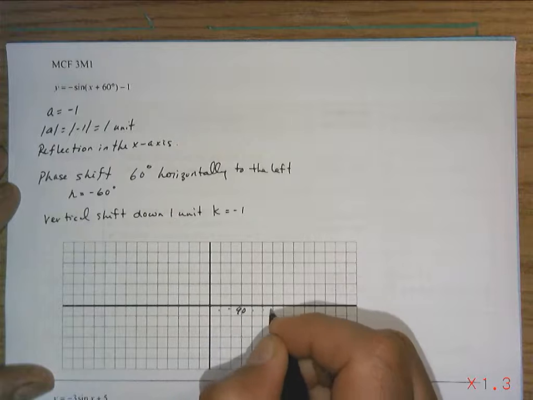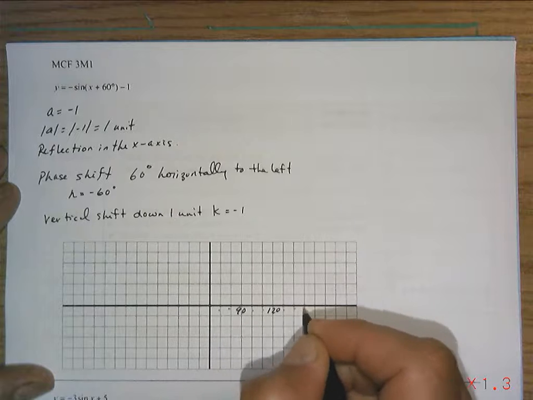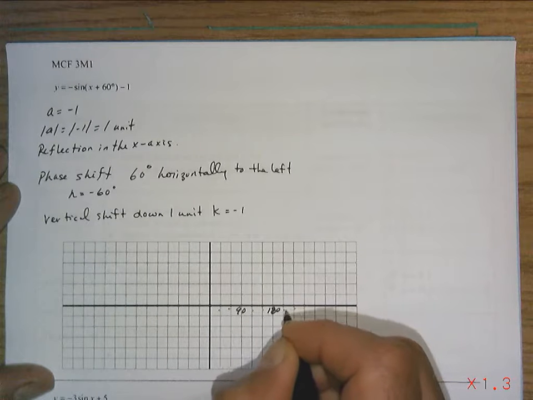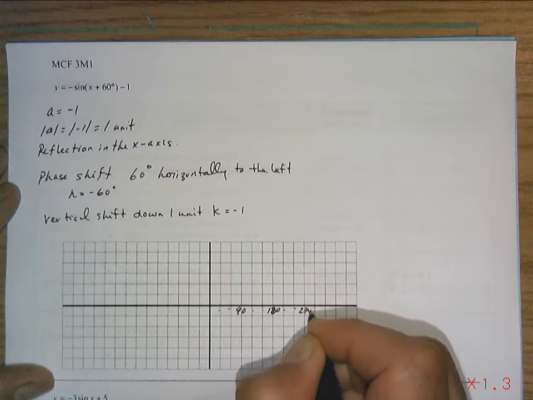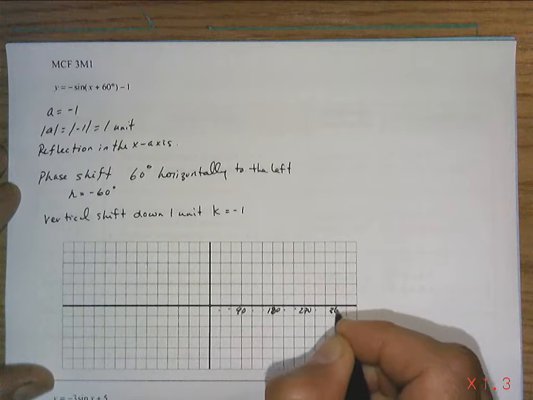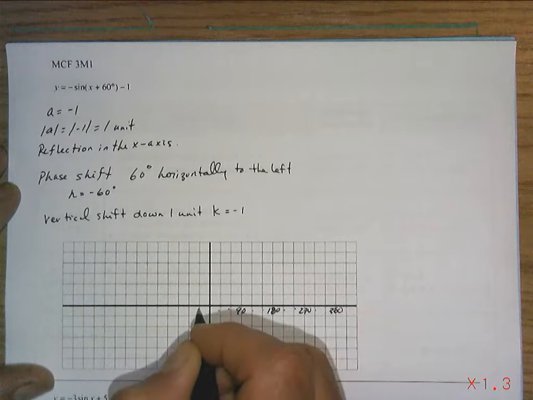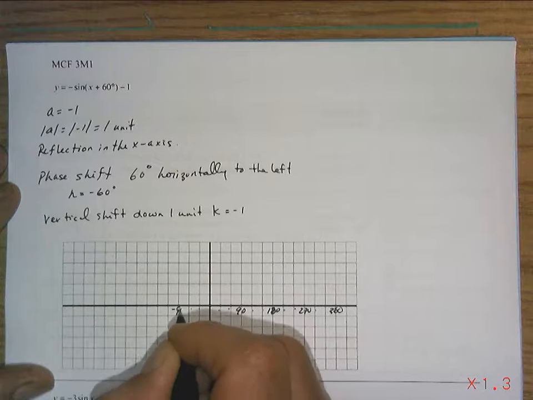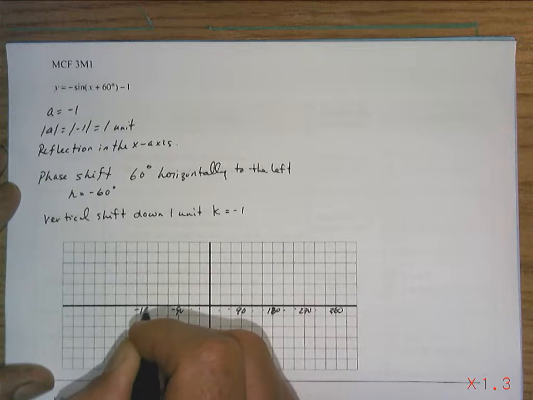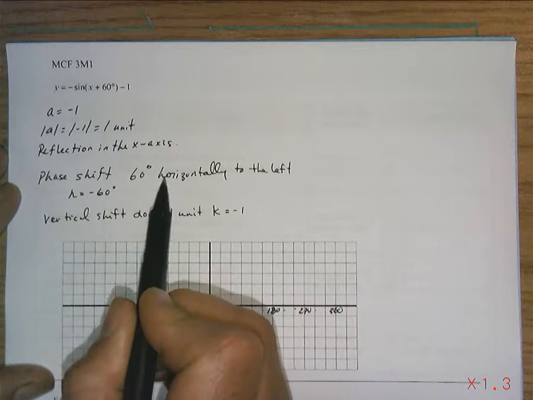30, 60, 90, 30, 60, 90. Why do I keep doing that? 30, 60, 90, 30, 60, 90. And I got to be able to go this way. 30, 60, 90, 30, 60, 90. And I know that because I'm going to be moving horizontally to the left.